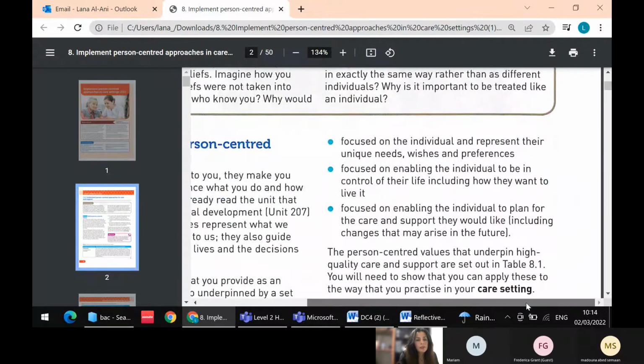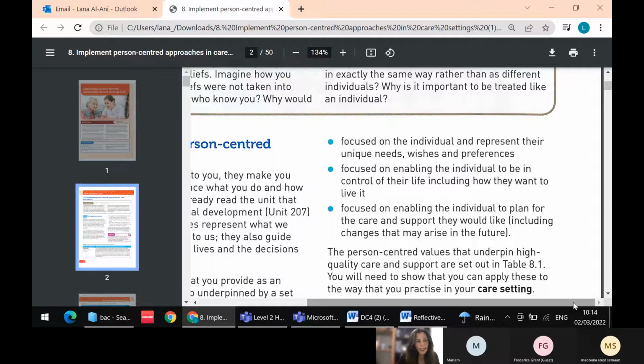So as you can see here, we focus on the individual and present their unique needs, wishes, and preferences. Focus on enabling the individual to be in control of their life, including how they want to live it. Focus on enabling the individual to plan for the care and support they would like, including changes that they may raise in the future.